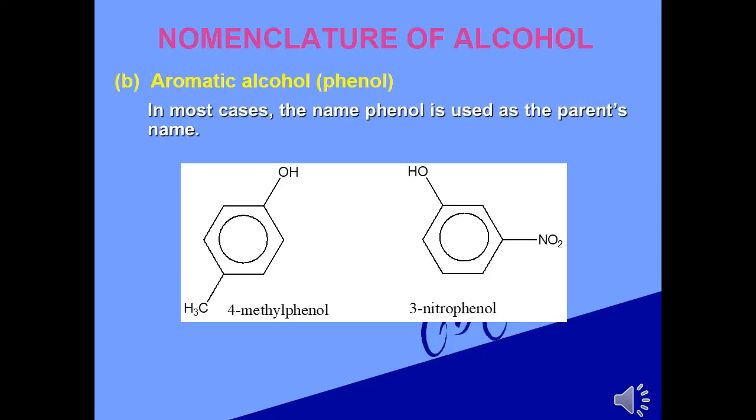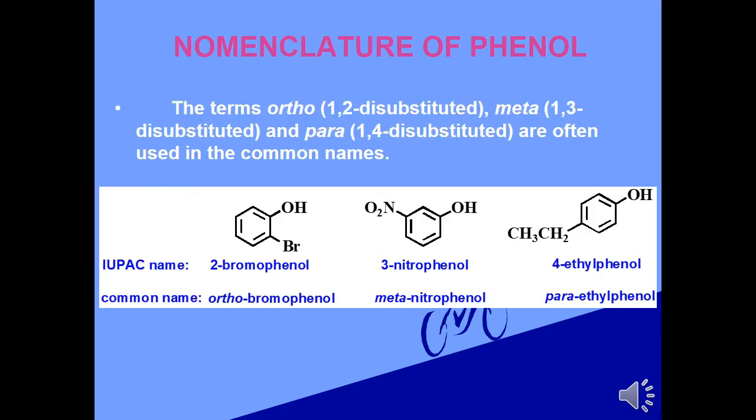Next, nomenclature of alcohol. Second is aromatic alcohol, phenol. In most cases, the name phenol is used as the parent name. For example, it's 4-methylphenol, second is 3-nitrophenol. Next, for aromatic alcohol, the terms ortho 1,2-disubstituted, meta 1,3-disubstituted, and para 1,4-disubstituted are often used in the common names.